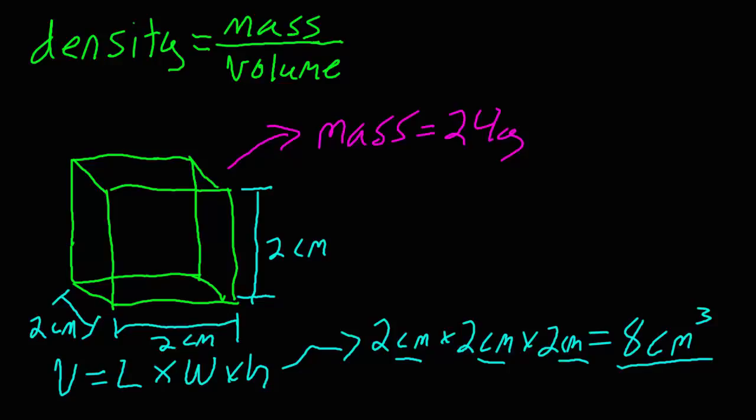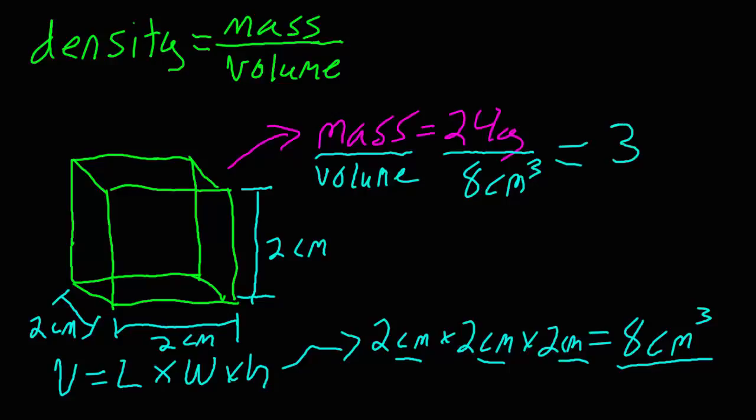We talked about a second ago how our density was mass over volume, right? So if I take my mass and divide it by my volume, I will have my density. My mass was 24 grams divided by my volume of 8 centimeters cubed gives us a density here of 24 divided by 8, or 3 grams per centimeter cubed.